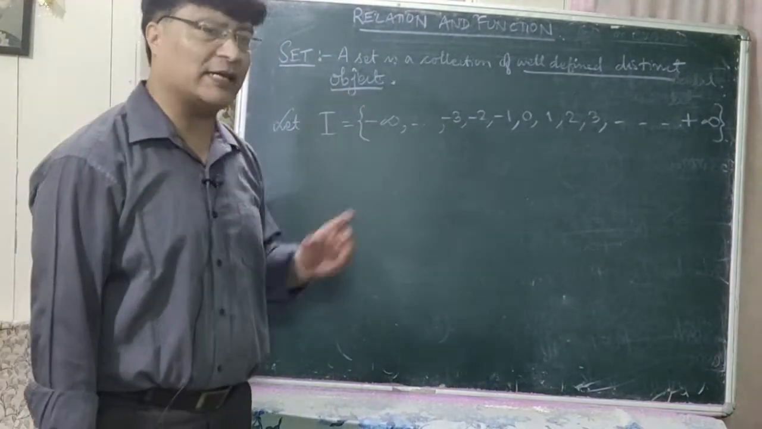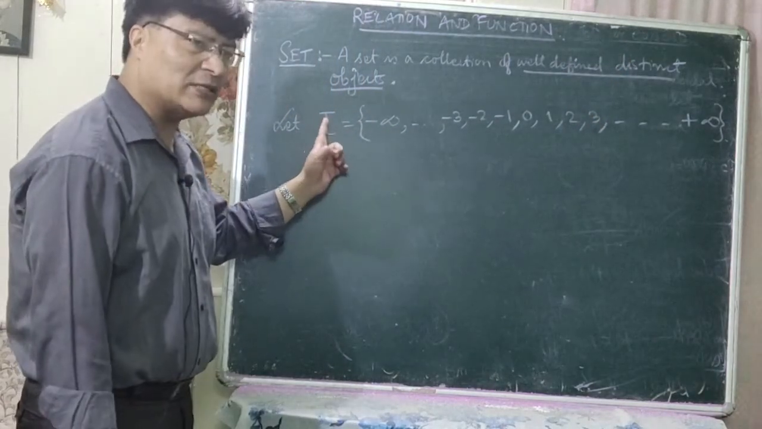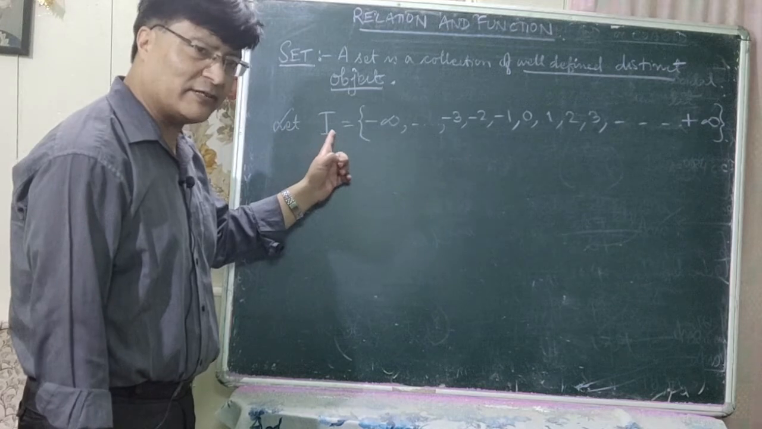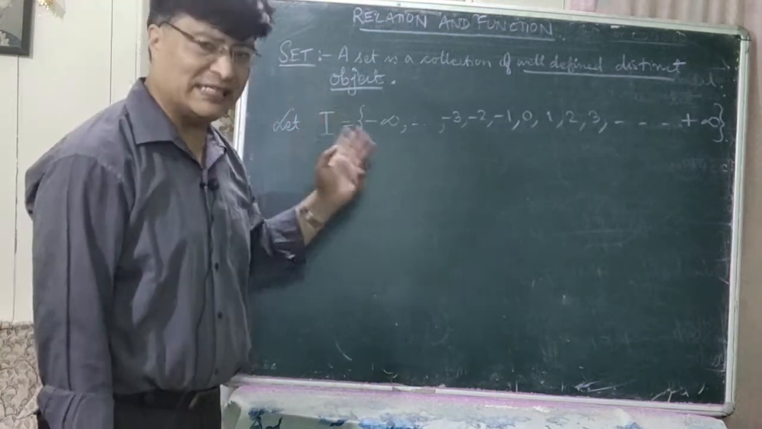It should be distinct and it should be well defined. That is, I means it is a well defined set. That means I is the set of collection of integers.